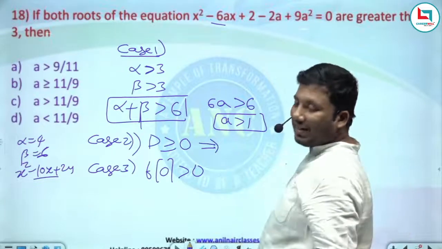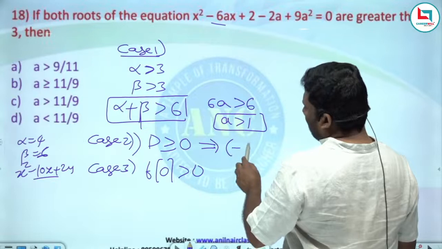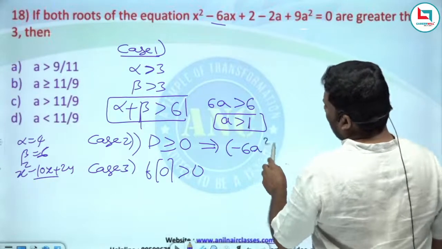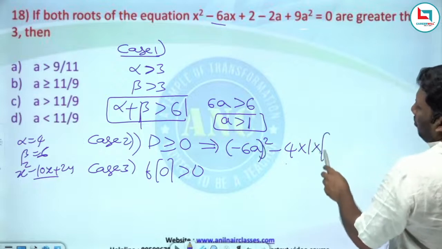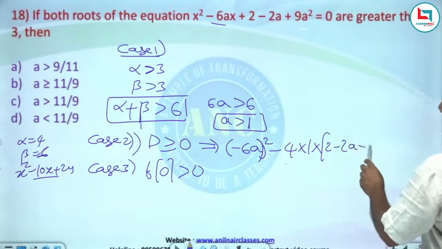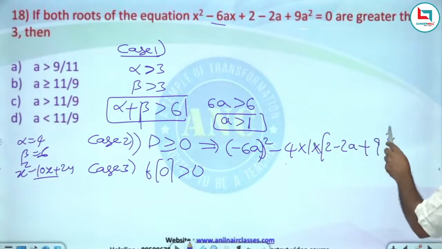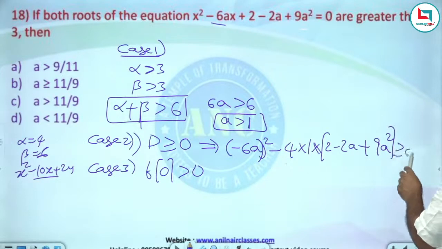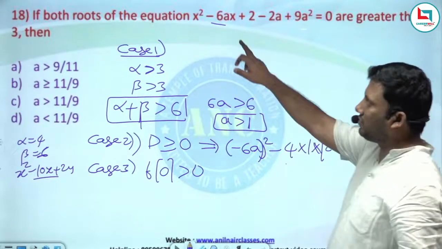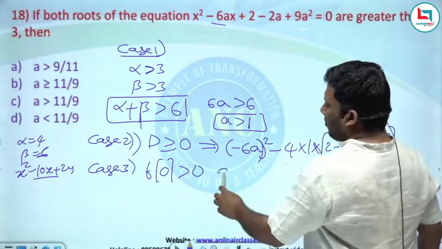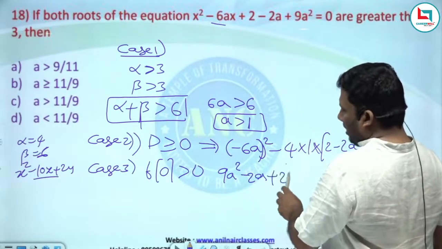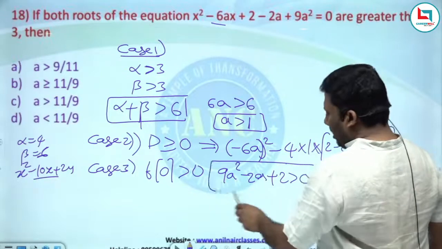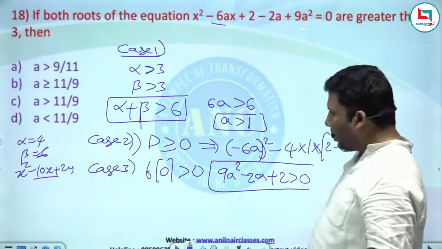Discriminant is greater than or equivalent to 0. So that means minus 6a whole square minus 4 into 1 into 2 minus 2a plus 9a square is greater than or equivalent to 0. Traditional method. F of 0 will be 9a square minus 2a plus 2. It is greater than 0.